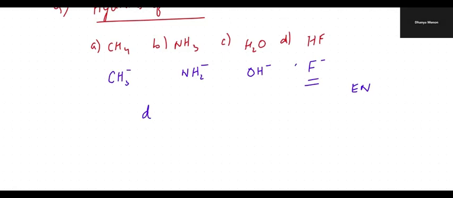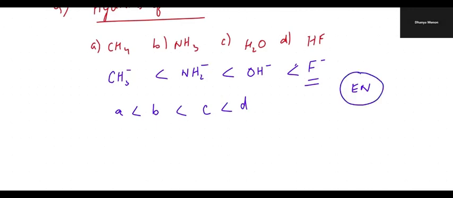And next is oxygen. Then nitrogen, and then carbon. So we write the order like this: A is less than B, is less than C, is less than D, because the negative charge is on different atoms. In order to compare the acid strength, we look at the electronegativity of the atom on which the negative charge is present. So whichever is more electronegative, that species will be more stable.